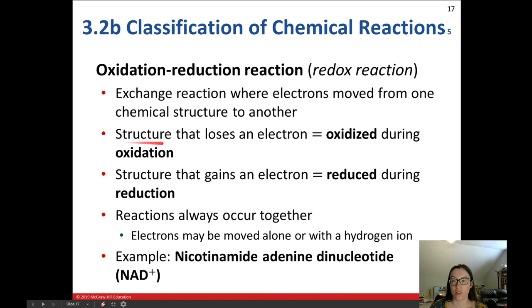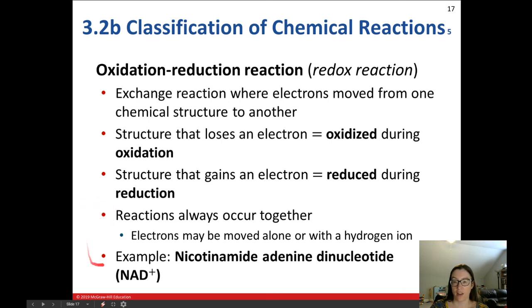The structure that loses an electron is oxidized during oxidation. The structure that gains an electron is reduced during reduction. You can remember this by the acronym LEO says GER. Leo, L-E-O, Leo's a lion. So losing an electron is oxidation. Says Ger, G-E-R. Gaining an electron is reduction. So Leo says Ger to remember which one is which. Losing an electron is oxidation. Gaining an electron is reduction. Leo says Ger.